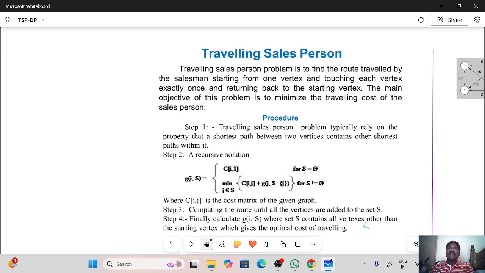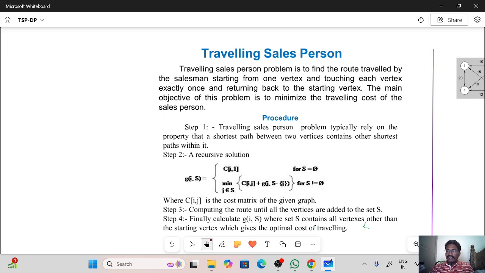While completing this route, the salesman is going to spend the minimum amount. So when our solution demands the minimum value, this problem is technically called an optimization problem. And when it is a minimum solution, it is called a minimization problem.